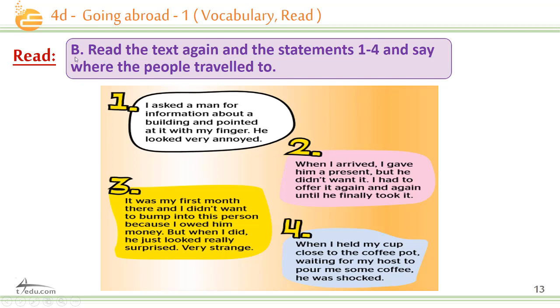Okay, now read the text again and the statements 1 to 4 and say where the people traveled to. Let's see. Number 1, I asked a man for information about a building and pointed at it with my finger. He looked very annoyed. So he was annoyed by the pointing finger.